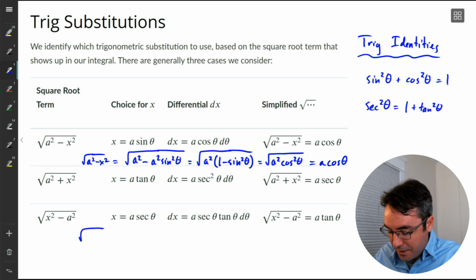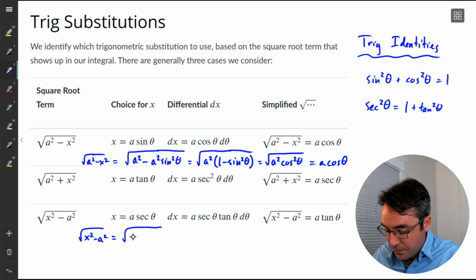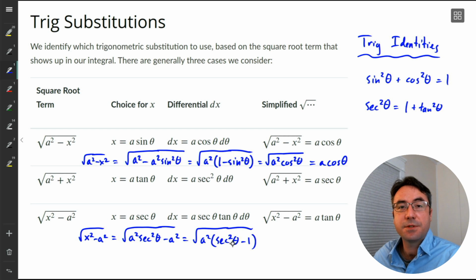So we're going to start with our square root term that's showing up in our integral. Now for this case it says let's let x equal a times secant theta. And let's plug that in. So we're going to get a squared times secant squared theta minus a squared. We can factor off the a squared just like we did. And that leaves us with a squared times secant squared minus 1, all under the square root.